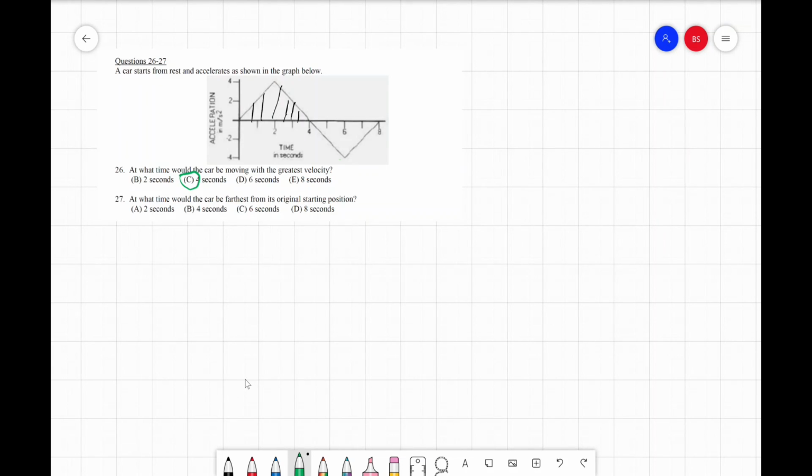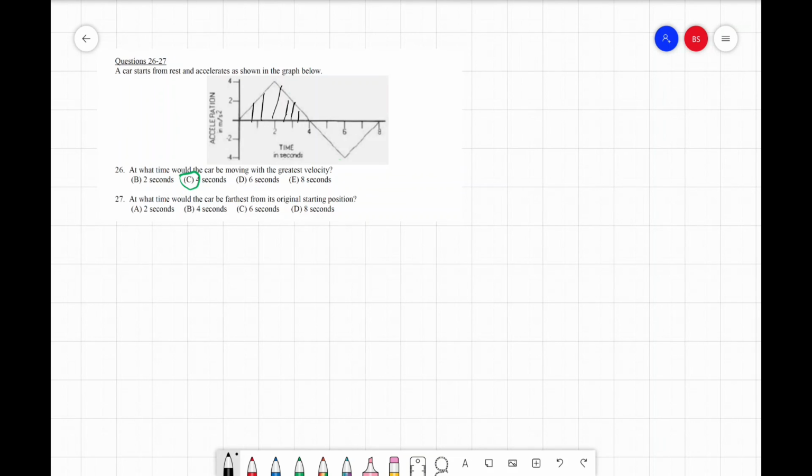For the second question, we have to find out the time when the car is the farthest from its original starting position. Now notice that the car will continue to move away from its starting position as long as the velocity is positive. The moment it hits 0 and just starts to go into negative, the car will start to go towards the starting position. That means that the maximum displacement is when the velocity is 0.